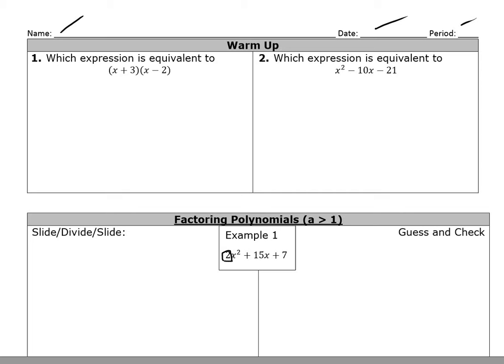By way of review, you remember we've learned how to multiply a binomial times a binomial. It's distribution. We have FOIL to help make sure we do all the distribution correctly. First times first, outside, inside, last. We end up with some trinomial, x squared plus something x plus something.